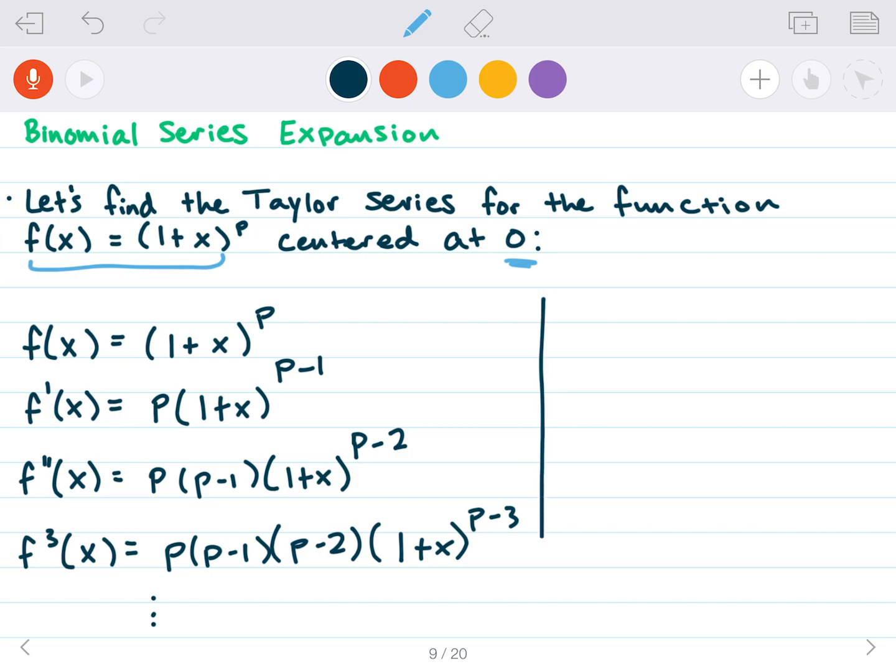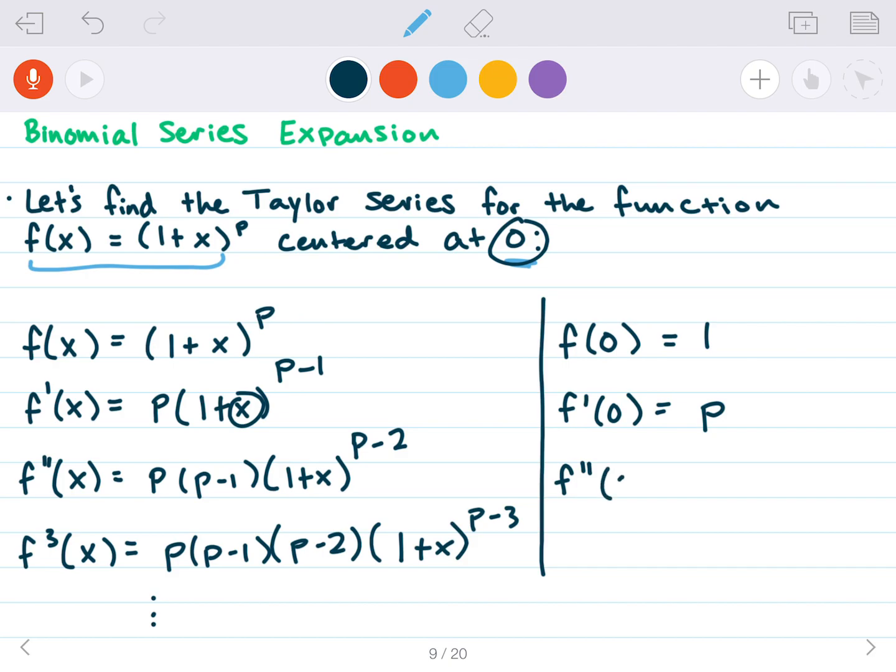Let's evaluate some of these derivatives at the center, which is 0. First of all, what is f of 0 going to be? If I plug in 0 for x, I get 1 plus 0 to the p. 1 to any power is always 1, so this is going to be 1. F prime of 0: if I plug 0 into our first derivative function, again we get 1 to a power. 1 to any power is 1. 1 times p is p, so this is going to be p.